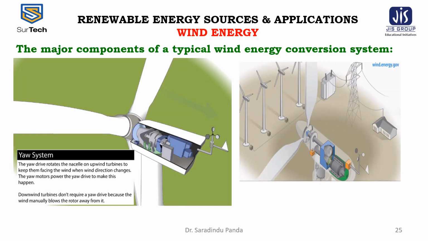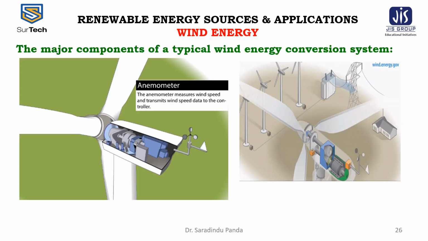Next component is the yaw system. These are the yaw system. The yaw drive rotates the nacelle on upwind turbines to keep them facing the wind when the wind direction changes. The yaw motors power the yaw drive to make this happen. The downwind turbines don't require a yaw drive because the wind naturally blows the rotor away from it.